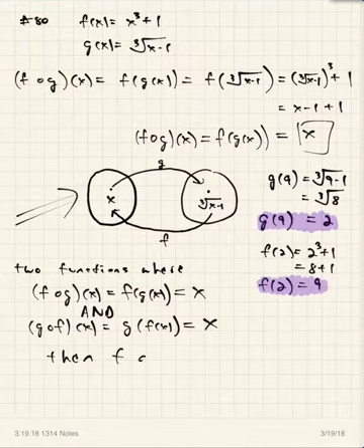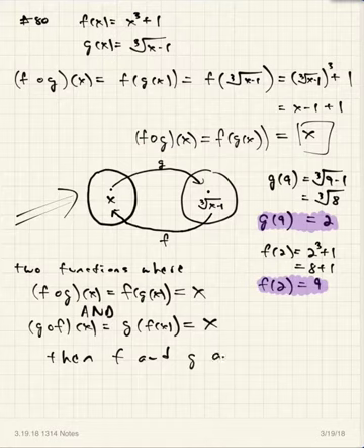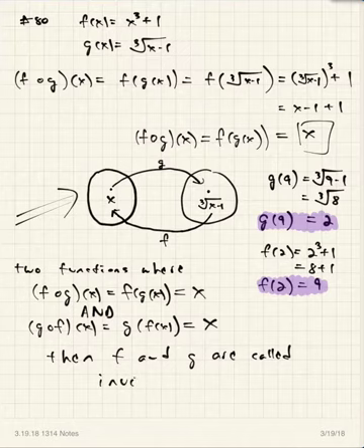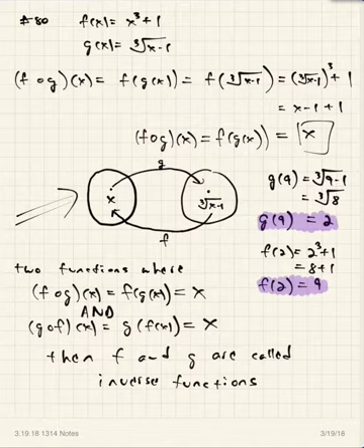Then f and g are called inverse functions. They are inverses of each other. Right? Two functions where the compositions give you x. In other words, two functions that interchange x and y values are what we call inverse functions. All right, so this, at the top of the screen here, when I've got f and g are called inverses, right?